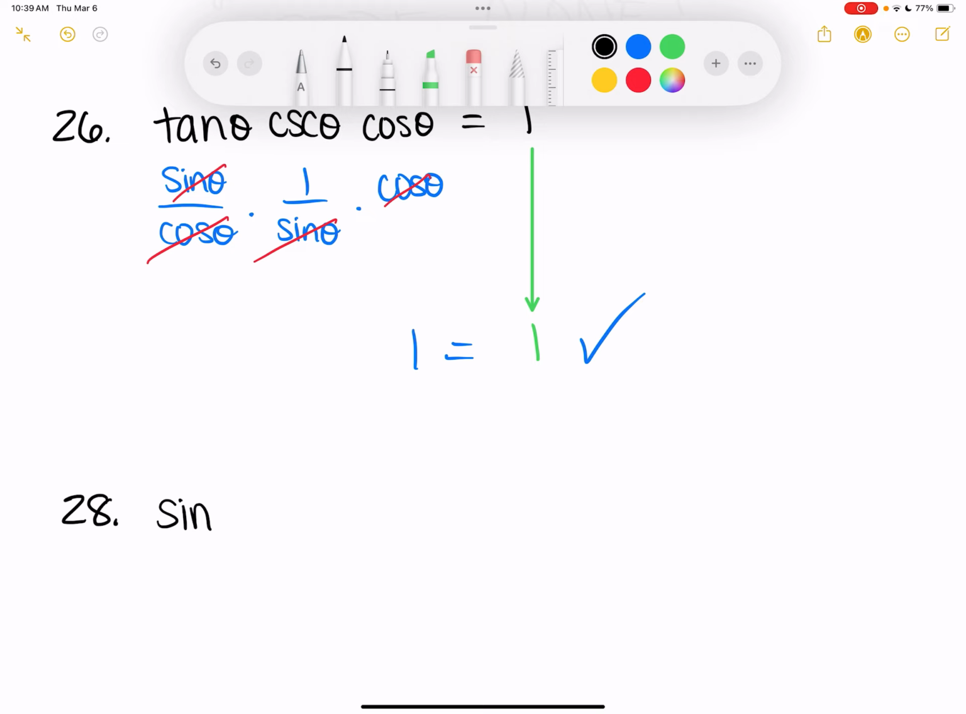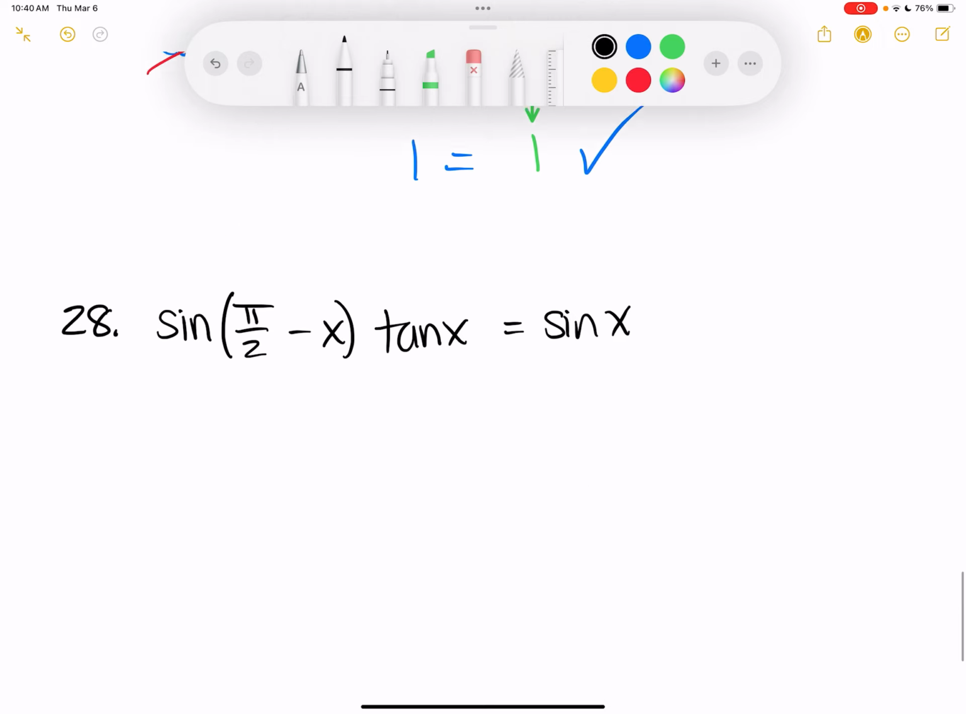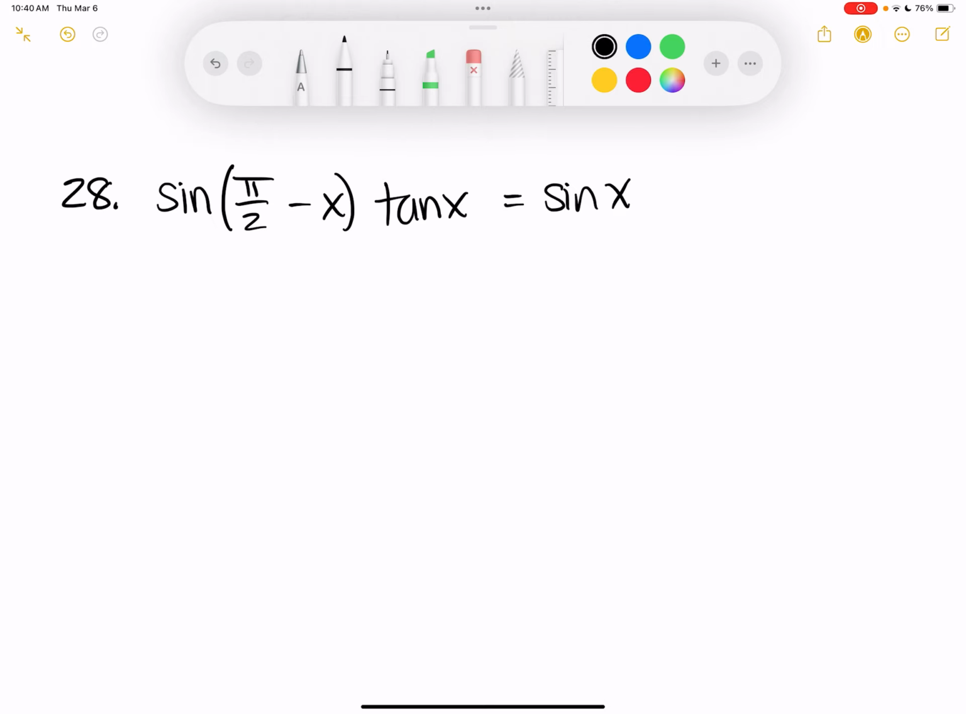Sine of pi over 2 minus x times the tangent of x equals sine of x. Oh wait, we know this. So again, I bring down an arrow so that I'm not tempted to do anything to that right side. I can't write on top of it. So, what is the sine of pi over 2 minus x?